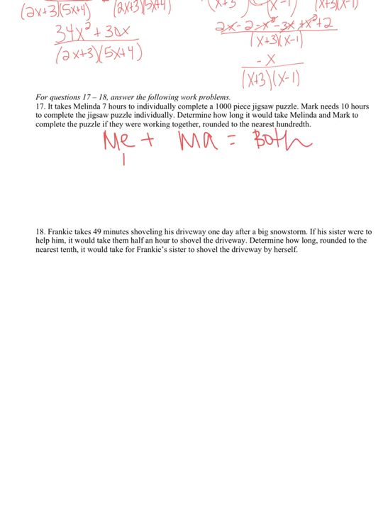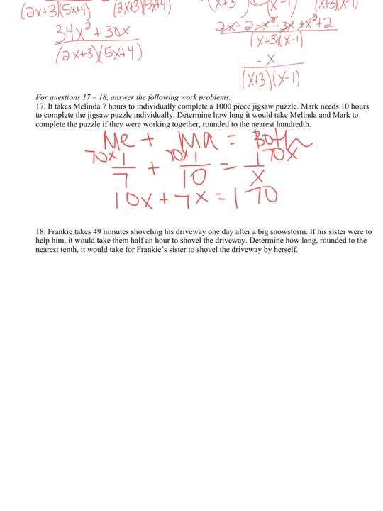So Melinda is 1 puzzle, takes her 7 hours. Mark is 1 puzzle, takes him 10 hours, is 1 over x. My LCD is 70x. Melinda, her fraction reduces to 10x, plus Mark, his fraction reduces to 7x, equals both reduced to be 70. So I get a final answer here. This one's rounded to the nearest hundredth. I should get x equals, I'm not going to go through solving the linear equation, but x equals 4.12 hours.